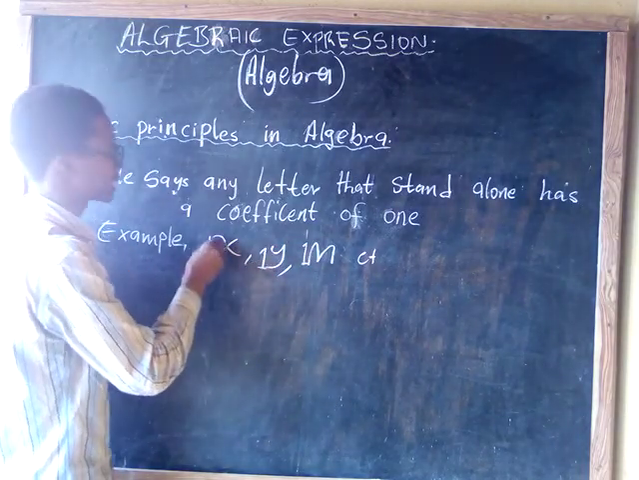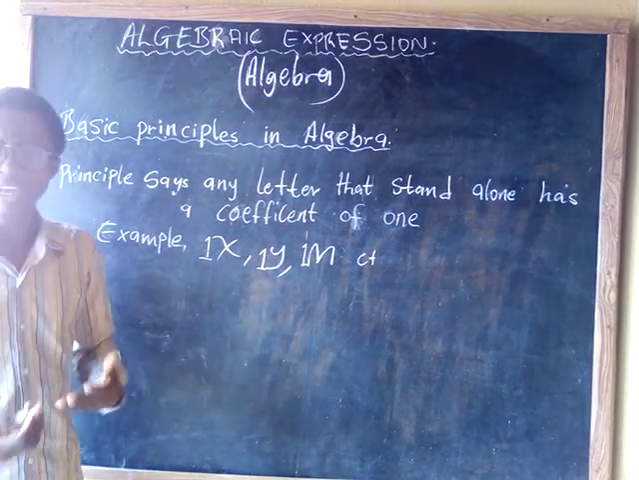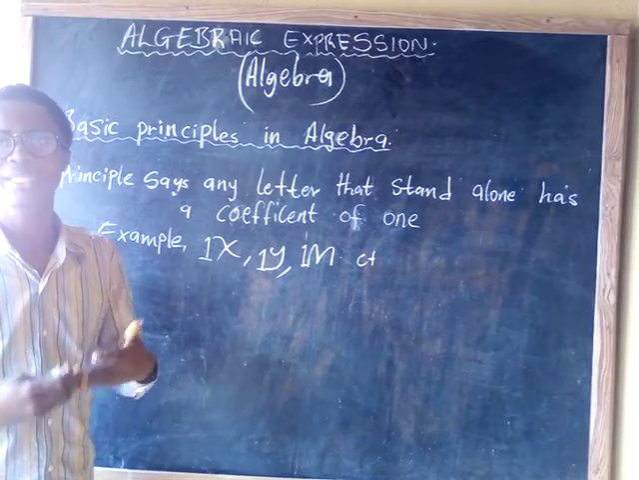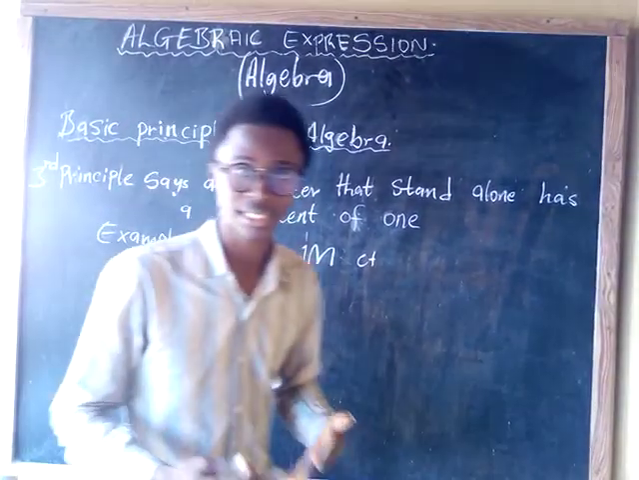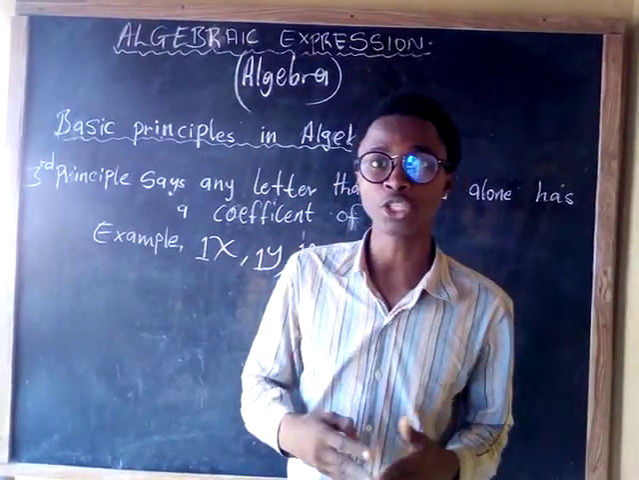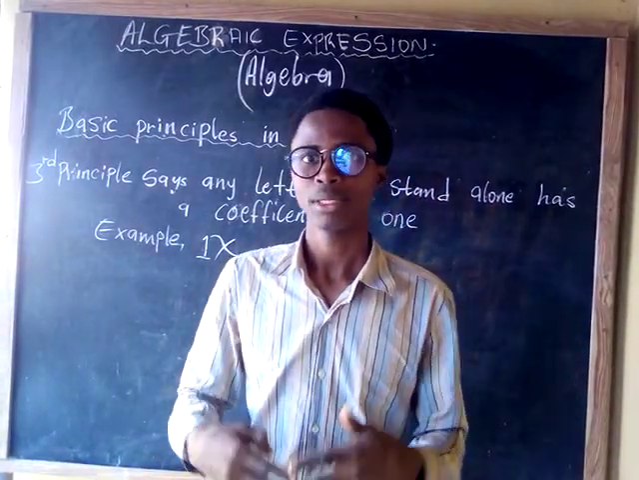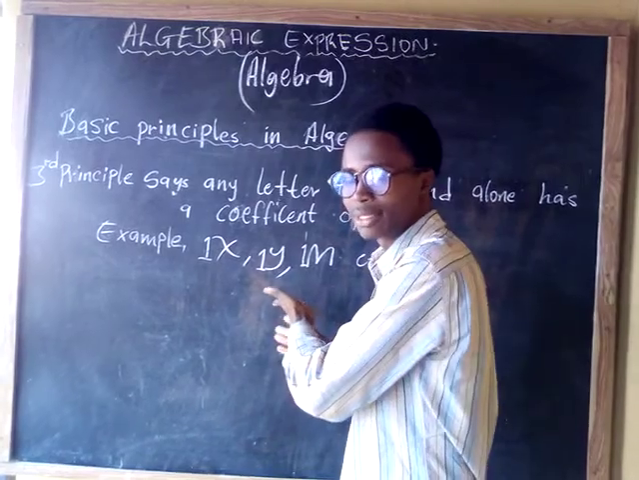So any letter that stands alone has a coefficient of 1, but it is invisible. You cannot see it, but it is there. This is what the third principle of algebra is saying: any letter that stands alone has a coefficient of 1. So these are the letters.